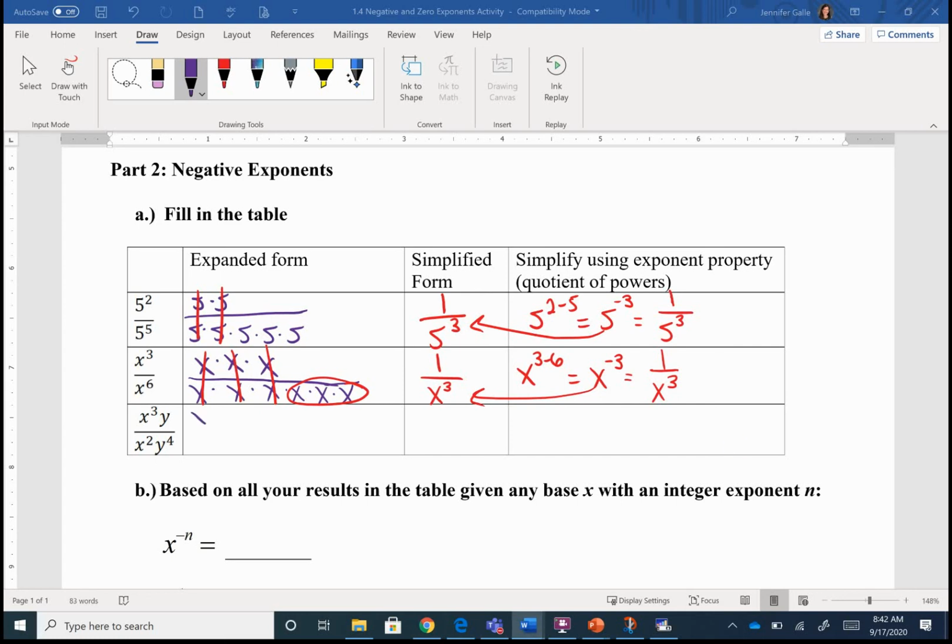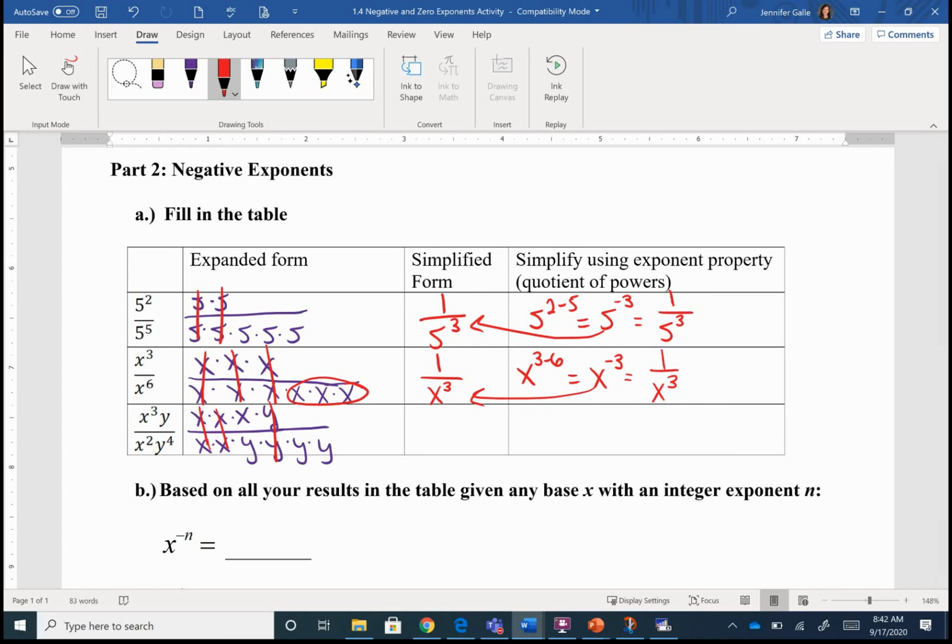So on the top, we have 3 x's, and there's just 1 y. On the bottom, 2 x's, and 1, 2, 3, 4 y's. So when we simplify, 2 of the x's will go. And it doesn't matter which y you simplify. As I walked around, a lot of you simplified the y's that were right on top, 1 on top and 1 on the bottom. They're straight across from each other.